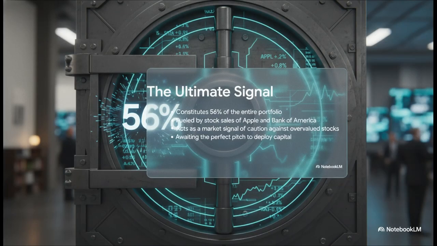Breaking that down a bit, this cash fortress now makes up an unbelievable 56% of their entire portfolio, over half. It was largely fueled by net stock sales of massive holdings like Apple and Bank of America. Now, you might be wondering, why do this? Well, this cash pile acts as the ultimate market signal. It impartially demonstrates how they organize their entire strategy around caution, basically flashing a huge warning sign about overvalued stocks relative to the broader economy.